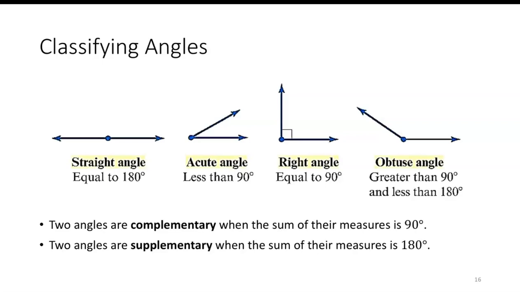A couple other terms. Two angles are complementary when the sum of their measures is 90 degrees. So two angles are complementary when you put them together, you get a right angle. And two angles are supplementary when the sum of their measures is 180. So if you put them together, they form a straight angle.